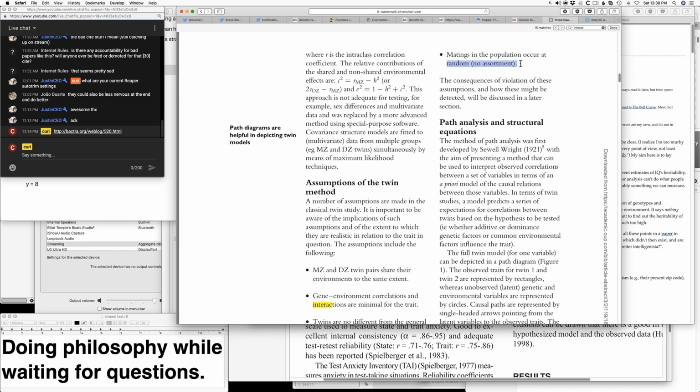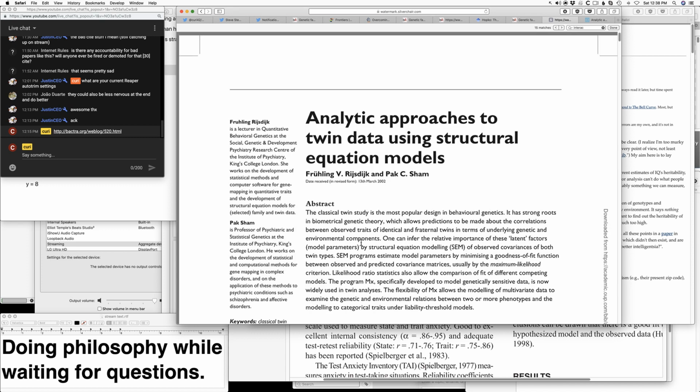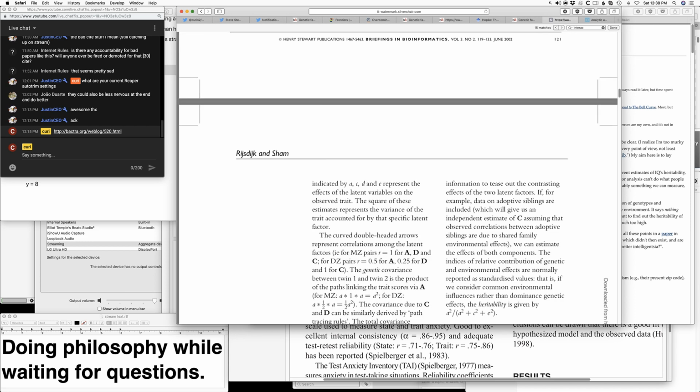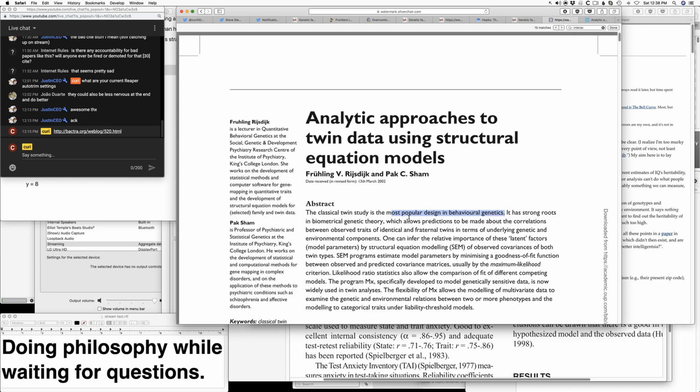Matings in the population occur at random. Well, that's false, and we know that's false. That's utterly fucking false. They have two blatantly false assumptions for their twin method. And this is the general twin method used by tons and tons of psychology stuff. They said earlier that this is the most popular design in behavioral genetics, and those are two of the limitations, and they are false in general. And so most studies in behavioral genetics are false. It's as simple as that.